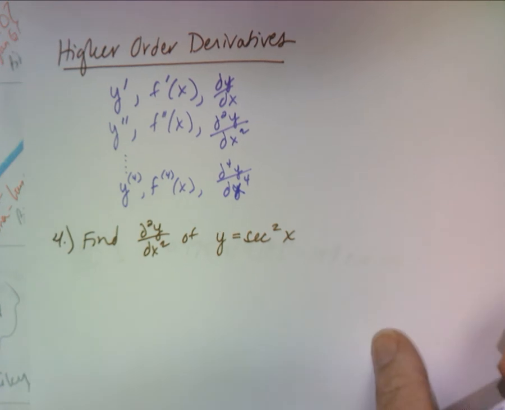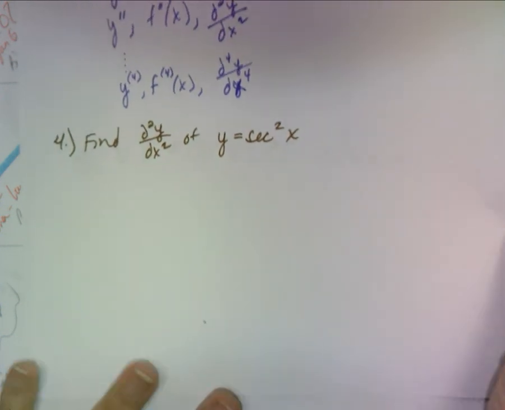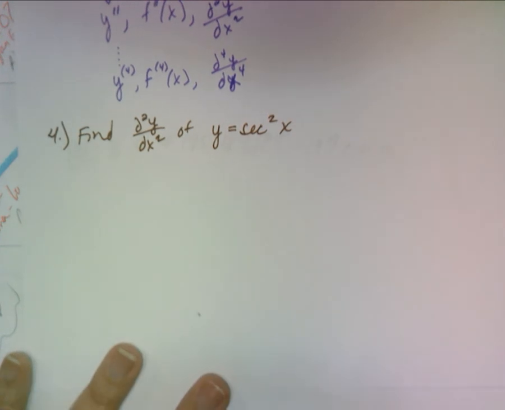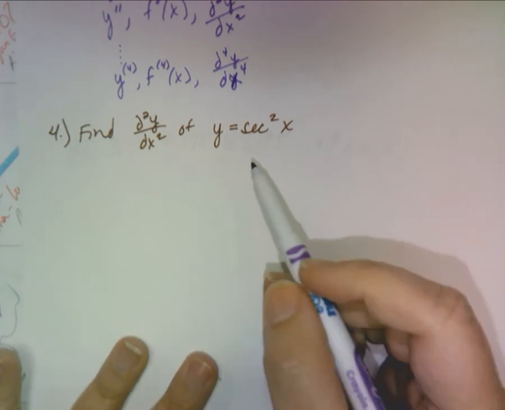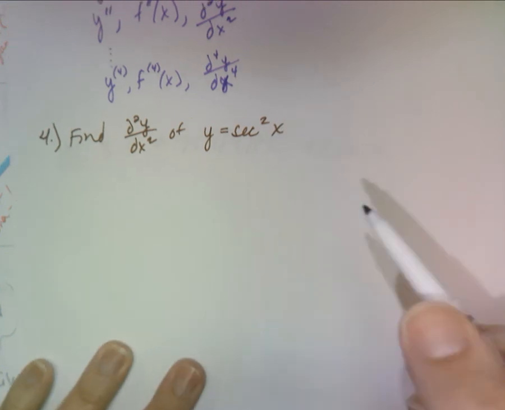So we're going to take the second derivative of secant squared x. Now, remember, this really is secant x to the second power.